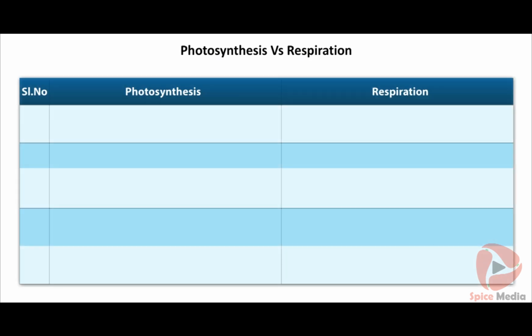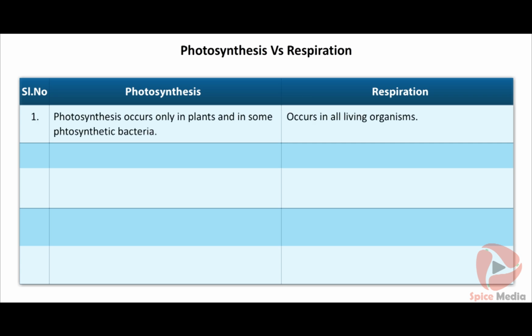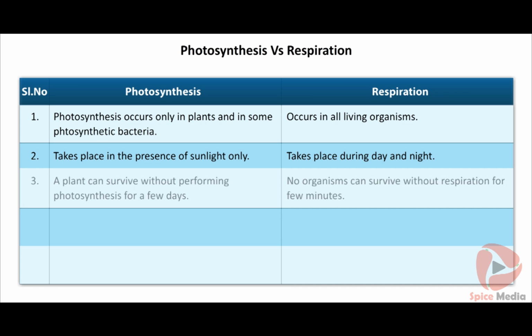Comparison of photosynthesis and respiration. Photosynthesis occurs only in plants and in some photosynthetic bacteria. Respiration occurs in all living organisms. Photosynthesis takes place only in the presence of sunlight. Respiration takes place during day and night. Plants store food materials in their body so they can manage without performing photosynthesis for a few days. But no organism can survive without performing respiration even for a few minutes.